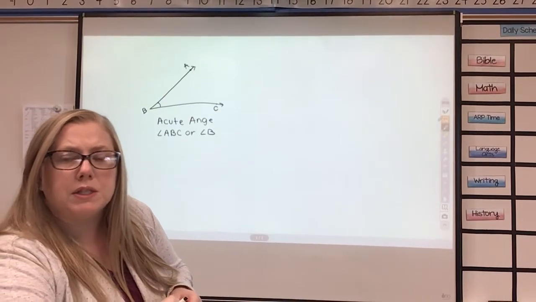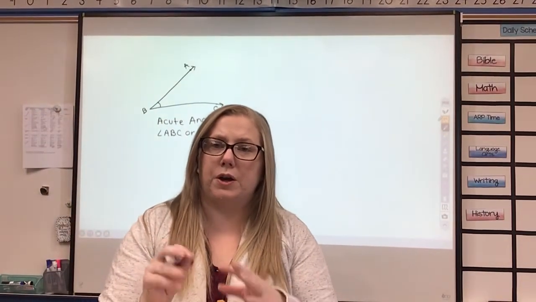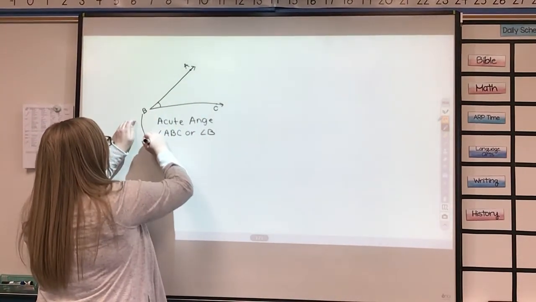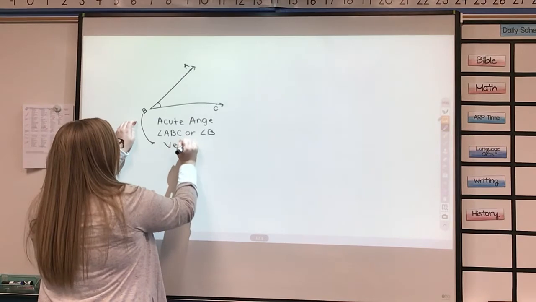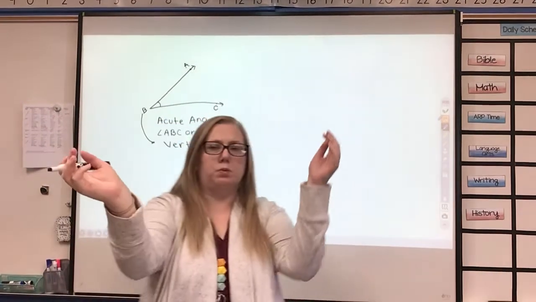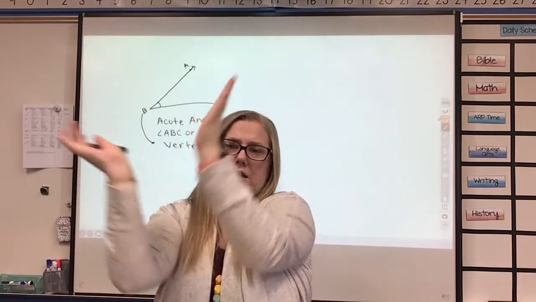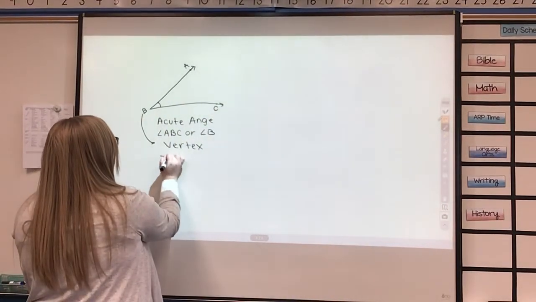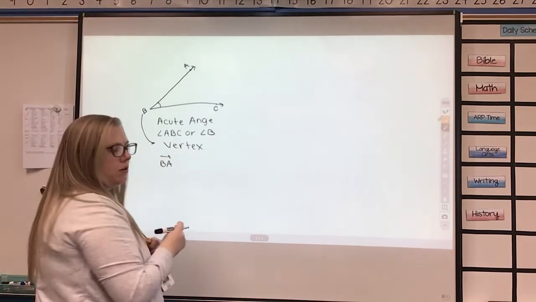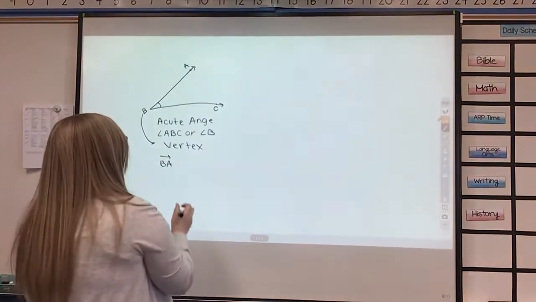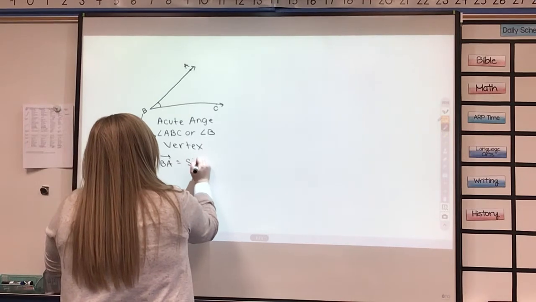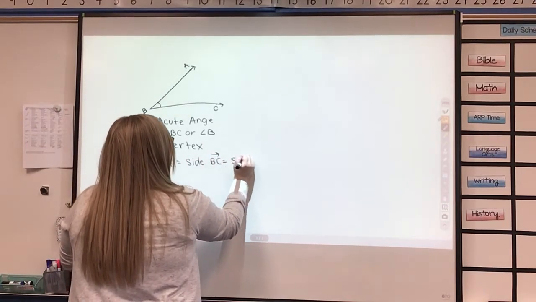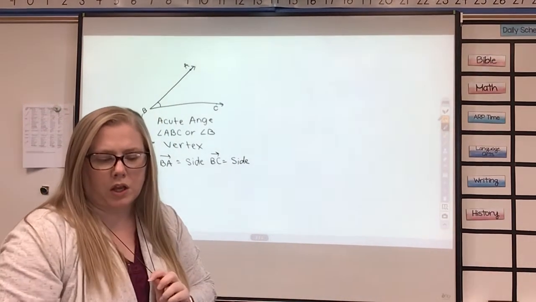And I want to label some of the different parts of an angle. Here, this B is the vertex. It's the vertex because it's where the two lines meet. Then I have line BA, which is a side, and line BC is a side.